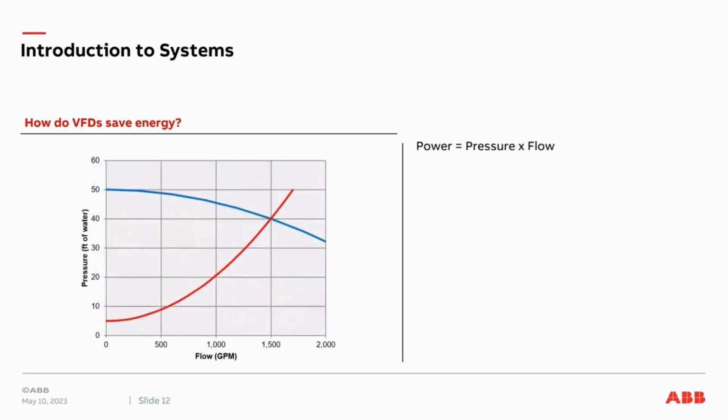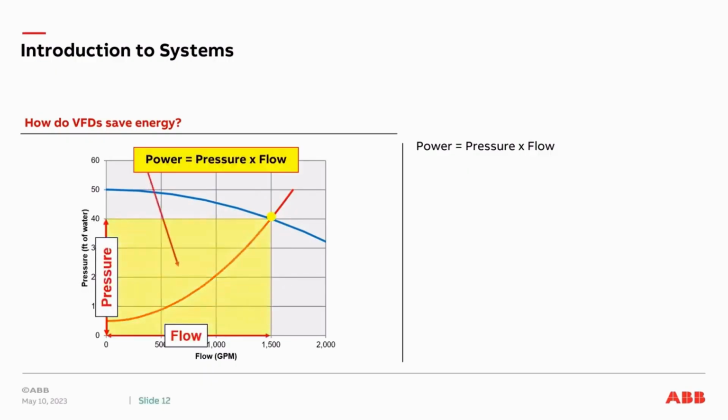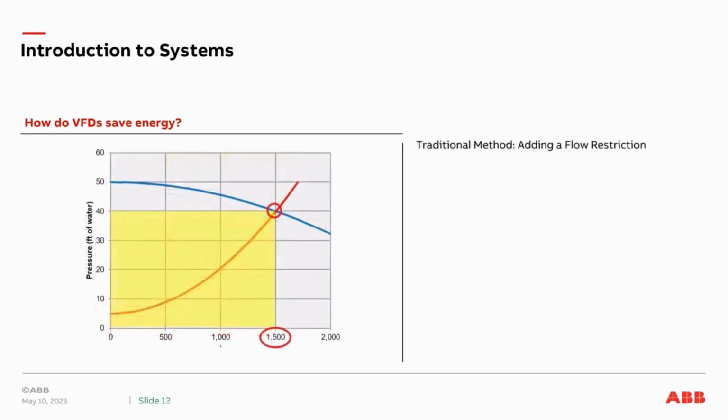So let's look at power. Power is equal to pressure times flow. We have our operation point at full speed across the line. Our pressure is shown on the y-axis, and our flow is on the x-axis. The total amount of energy being used is power. That's pressure times flow.